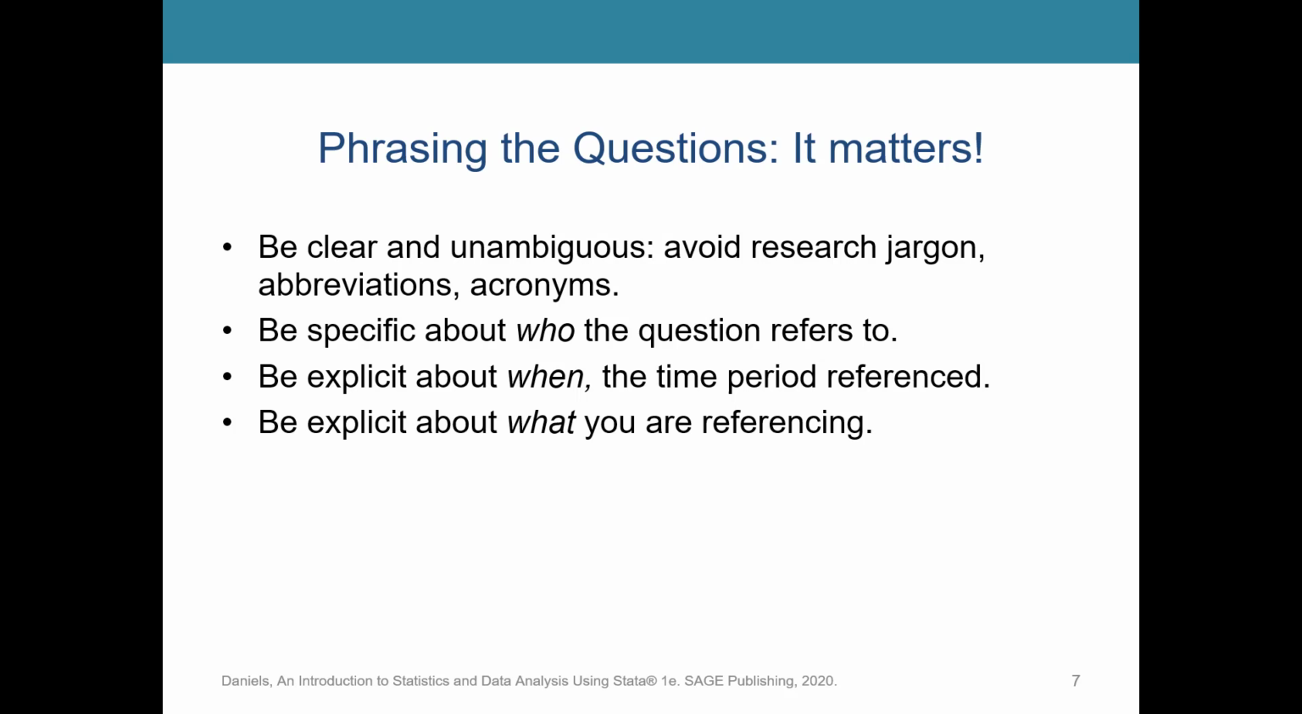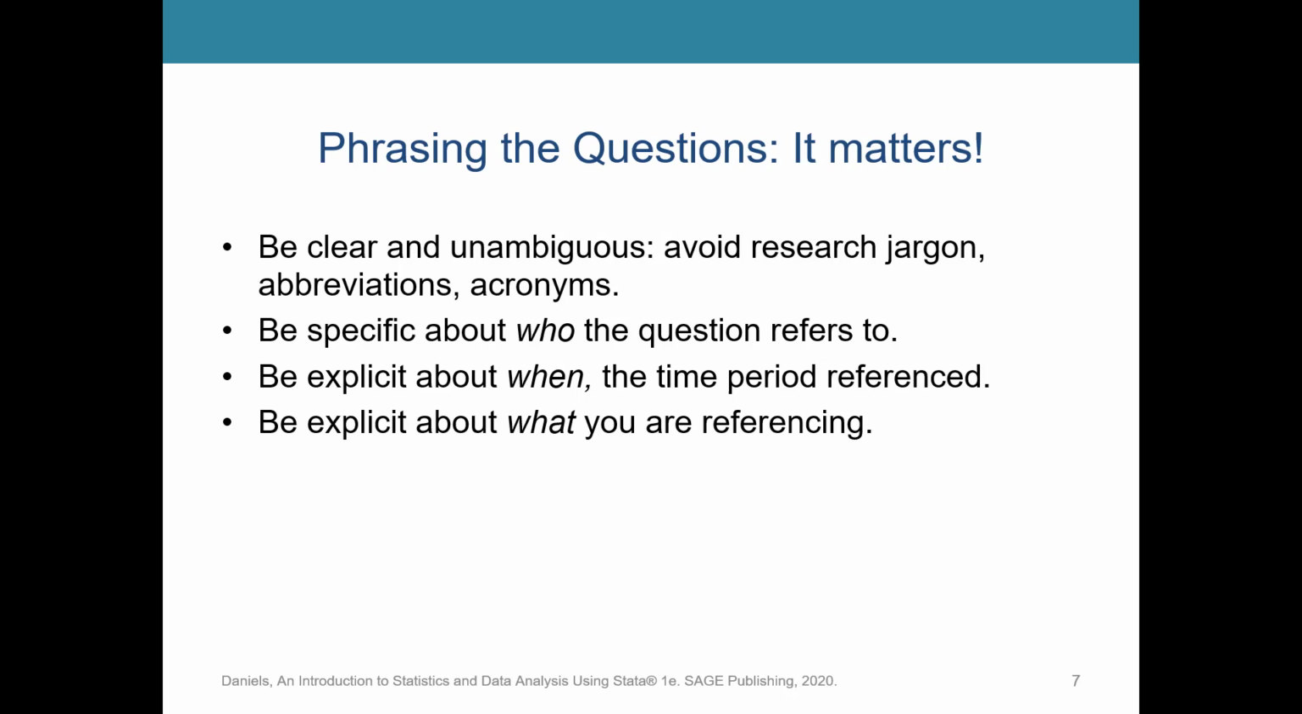Are you referring to the household? Are you referring to an individual? Are you asking about somebody's parents? Or are you asking about them? You also want to be explicit about the time period that's being referenced. You might want to say something like, from 0 to 18, did you live with your parents 100% of the time, 90% of the time, 0% of the time, something like that. But you want to be very specific on the period.